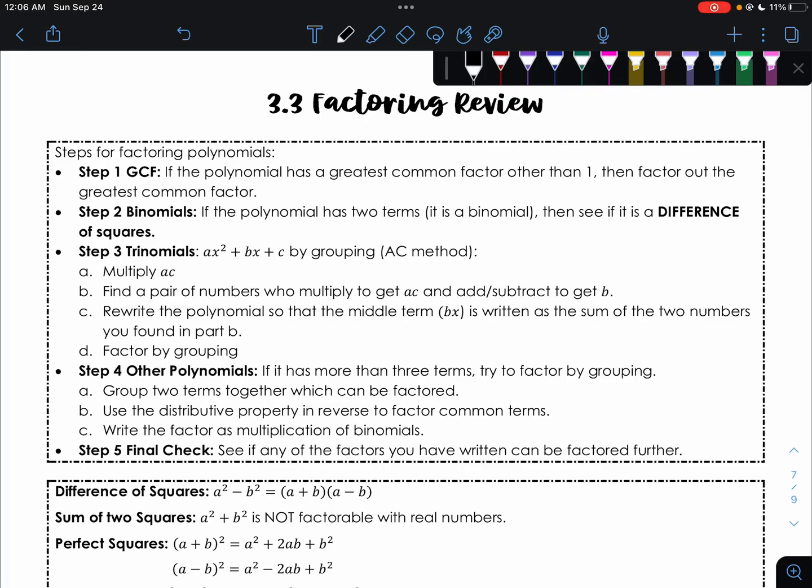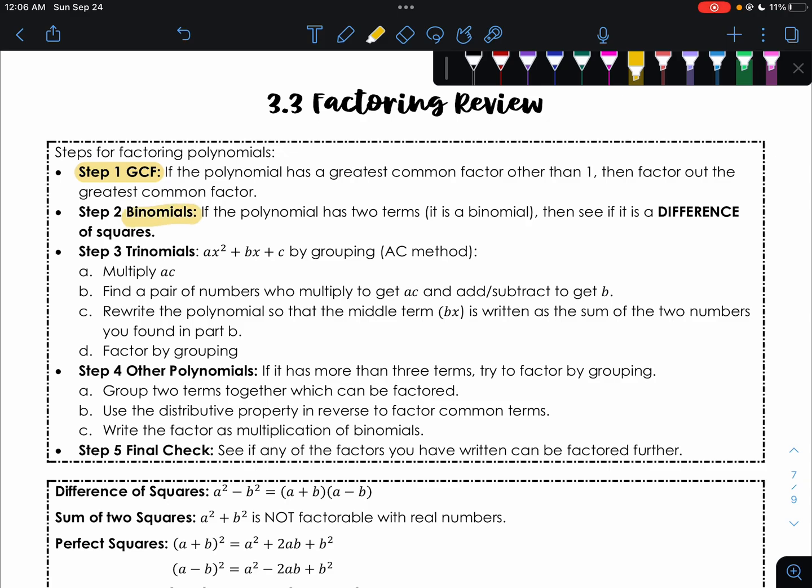Hi everyone, in this video we're going to talk about factoring and review it. So we have some steps to help us through this. Step 1 is to always look for a GCF, that's a greatest common factor. Anything other than 1 that goes into all of the terms.